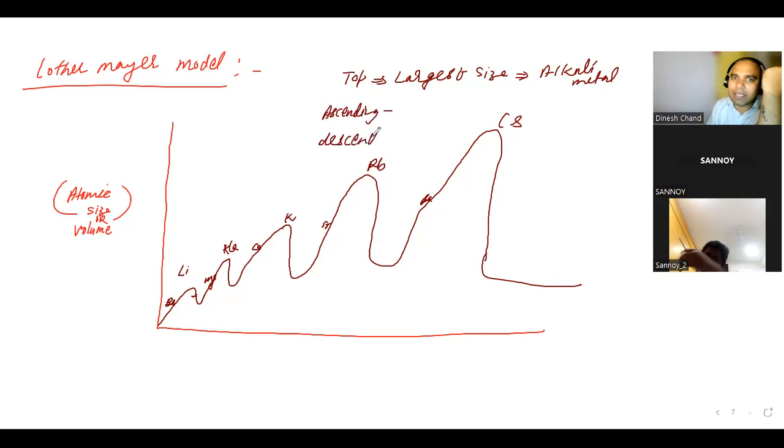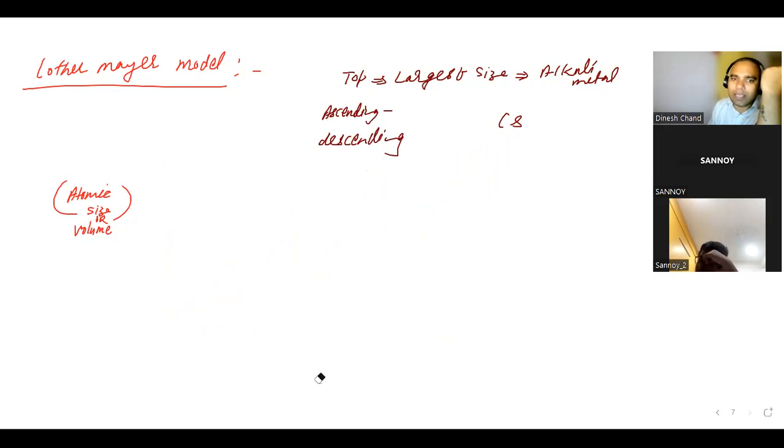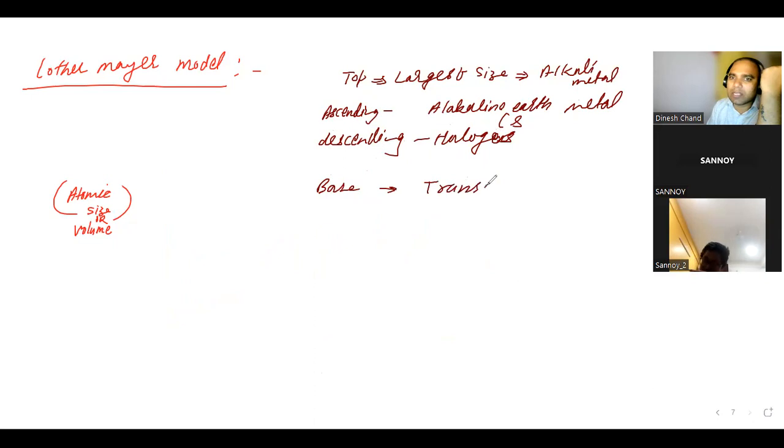Ascending, descending, and bottom were also there. If you talk about the ascending one, it is alkaline earth metals. For descending, he has given halogens; their sizes are decreasing. And the base is called transition elements. But this model also failed.